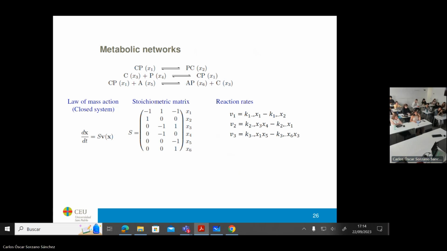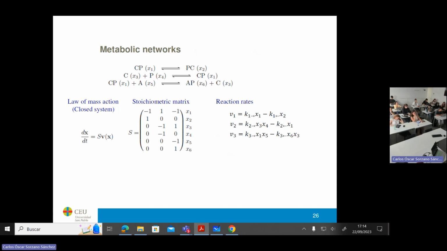And in the second reaction, x1 is created. So velocities are always written in this way, from left to right. Okay? So from left to right, Cp is created, so we have a positive sign. And then in the last one, Cp is destroyed from left to right. So it will have -1.